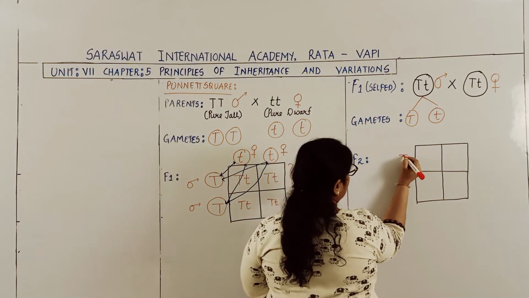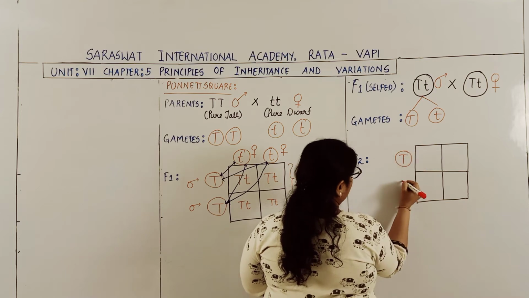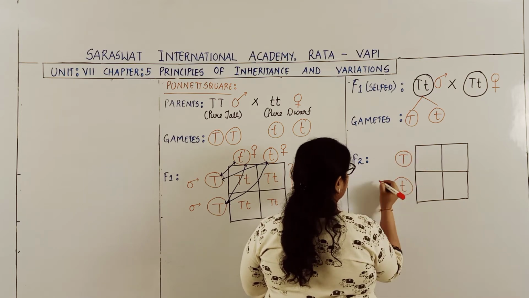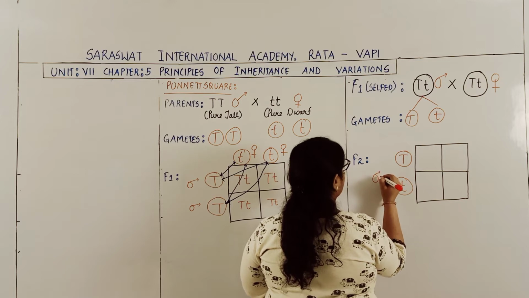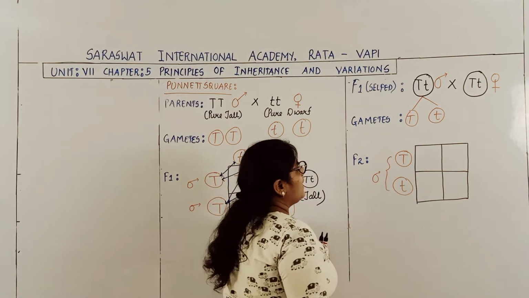So suppose one allele is here and another male gamete is here. Both these are which gamete? These both are the male gametes.